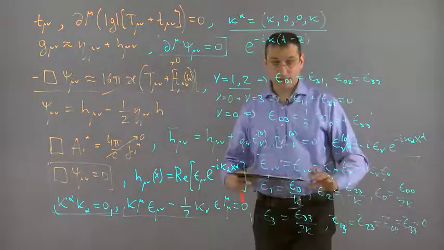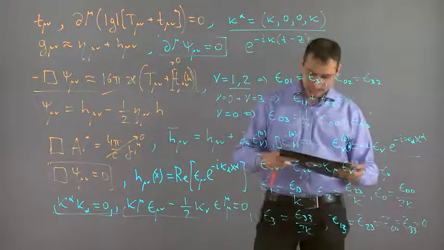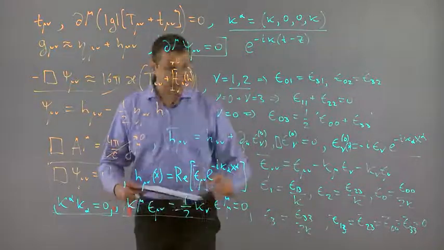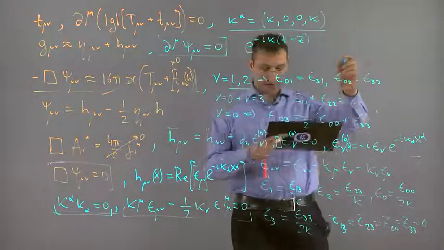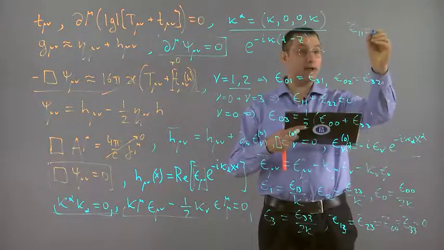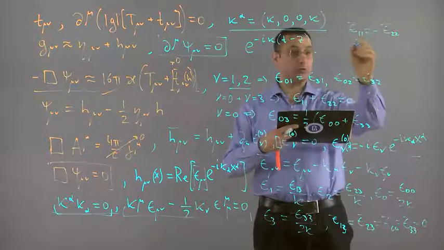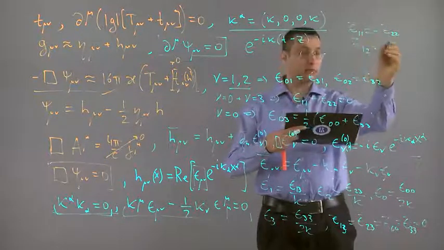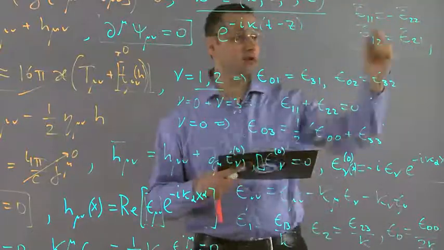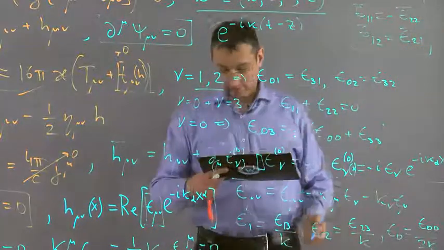As a result of all these relations, we have the following situation, that the polarization tensor, which is this quantity, has the only non-zero components as follows: epsilon bar 1,1 is equal to minus epsilon bar 2,2, and epsilon bar 1,2 is equal to epsilon bar 2,1. These are the only non-zero components of this tensor, and they have these relations.